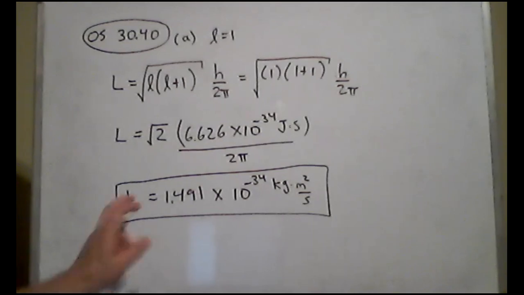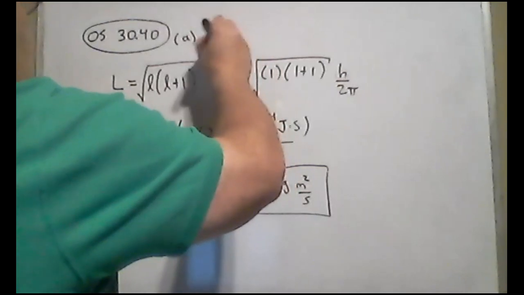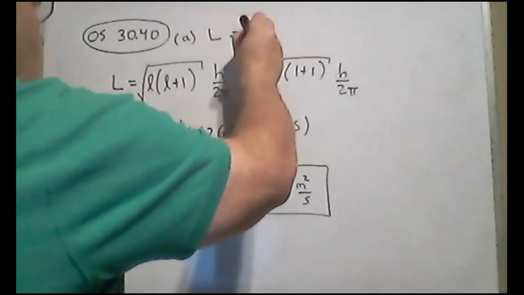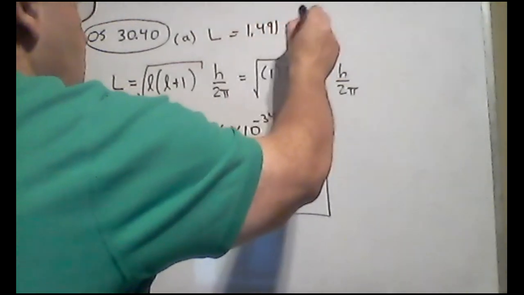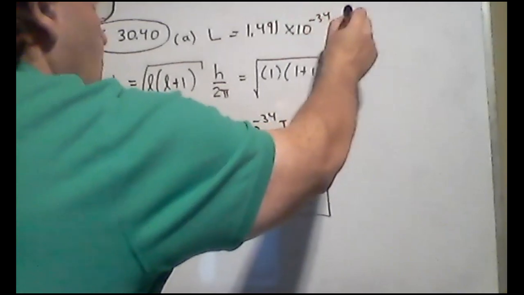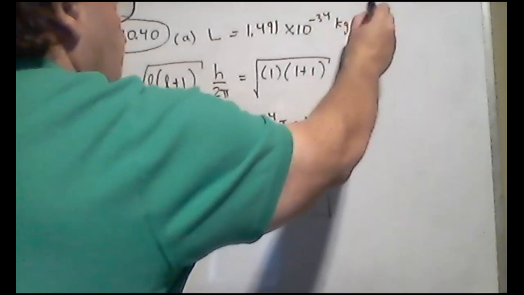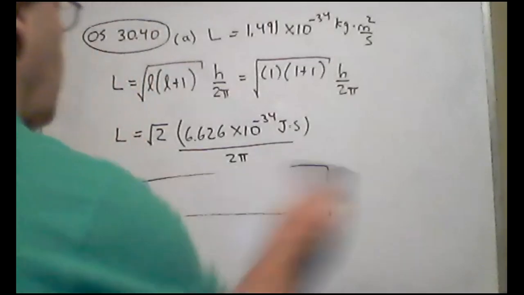Okay. All right, let's parking lot this answer. So for part A, for future reference, the angular momentum is 1.491 times 10 to the negative 34 kilograms meters squared per second. All right, let's do the spin. Do part B now.